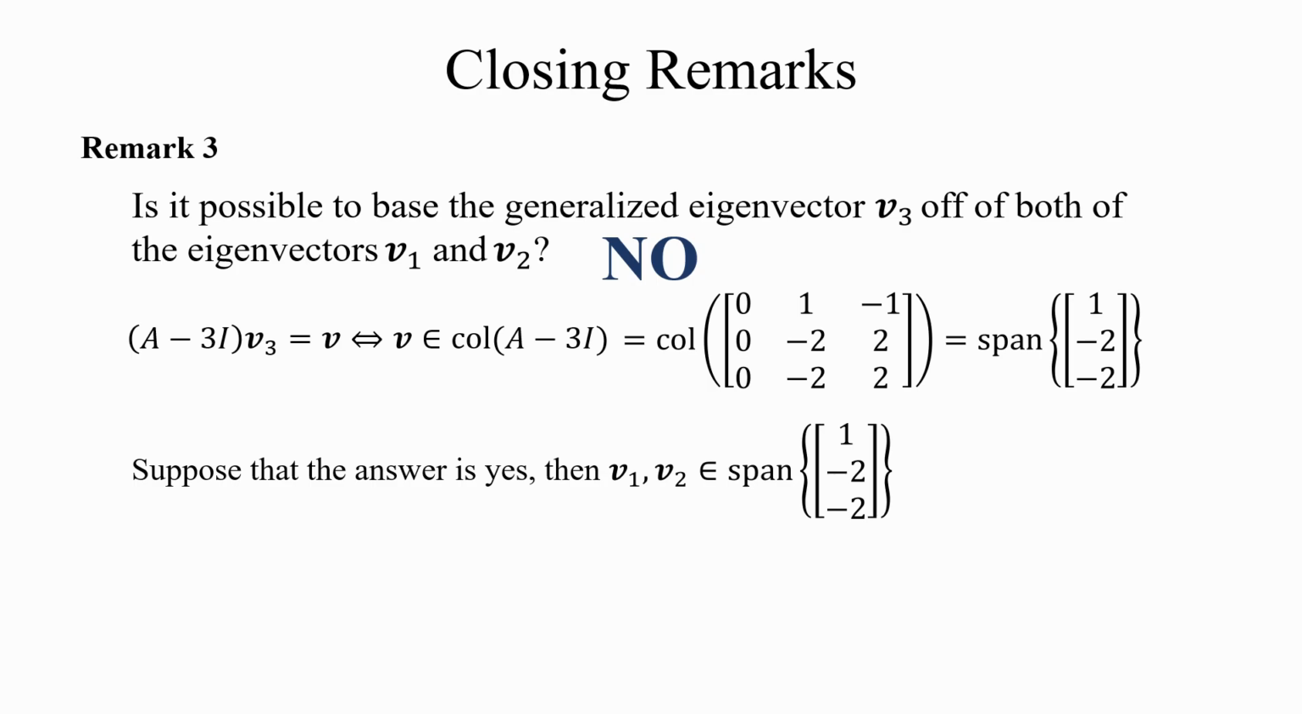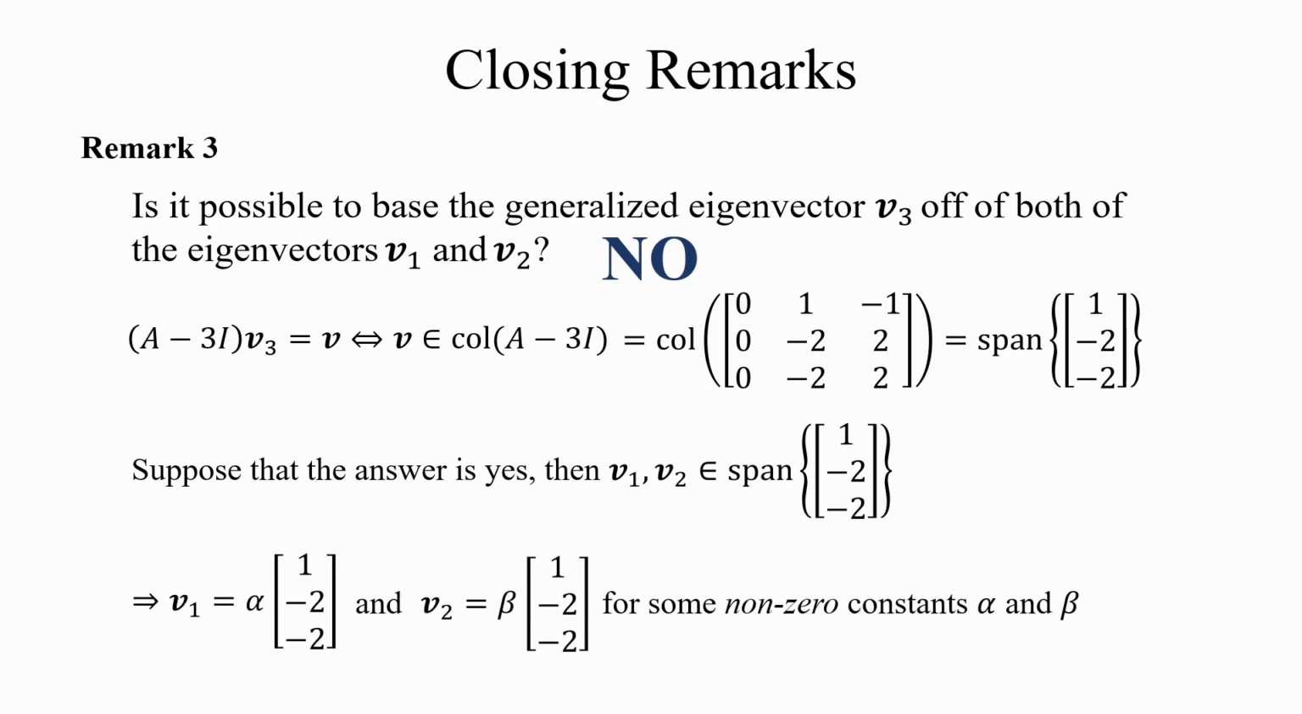So to show that the answer is no, suppose by contradiction that the answer is yes, that you could base it off of both v1 and v2. Then by the reasoning above, v1 and v2 would both have to be in the span of that vector. So we can say v1 is some alpha times that vector. Similarly, v2 is some beta times this vector, for non-zero constants alpha and beta.